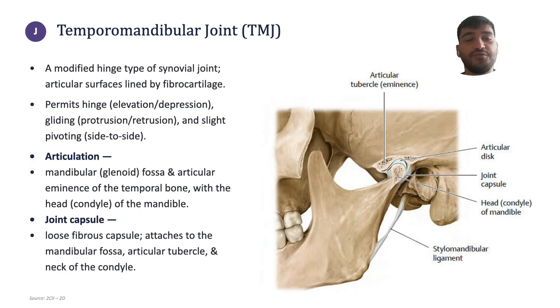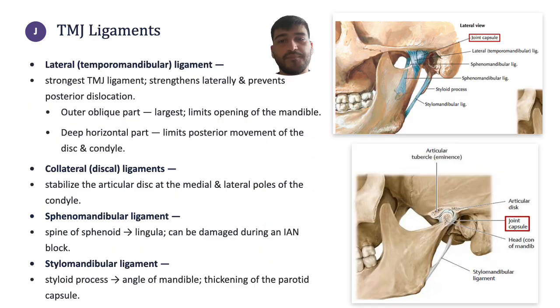And then we have the joint capsule, which is a loose fibrous capsule that attaches to the mandibular fossa, articular tubercle, and neck of the condyle. So if you can appreciate here on the right, the articular tubercle, which is at the top, then you have the articular disc, and then we have the joint capsule, and then we have the head of the condyle. And right under, we can see the stylomandibular ligament, which will be important as we talk about it here.